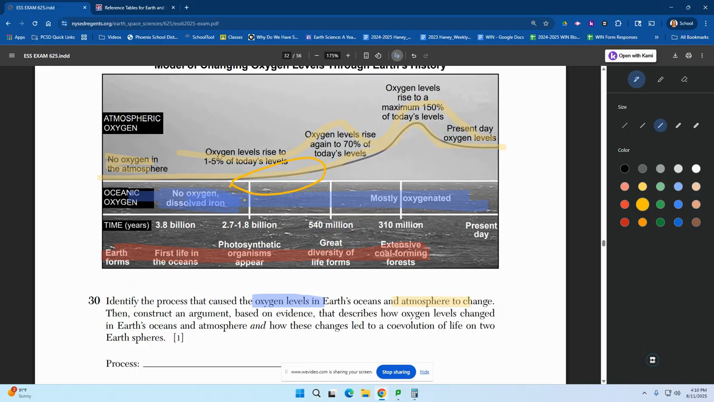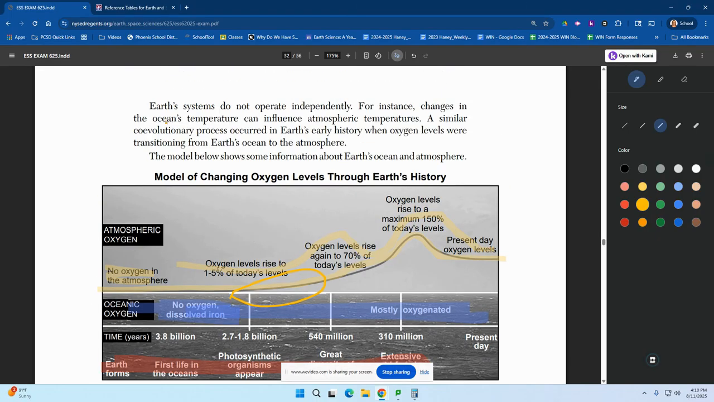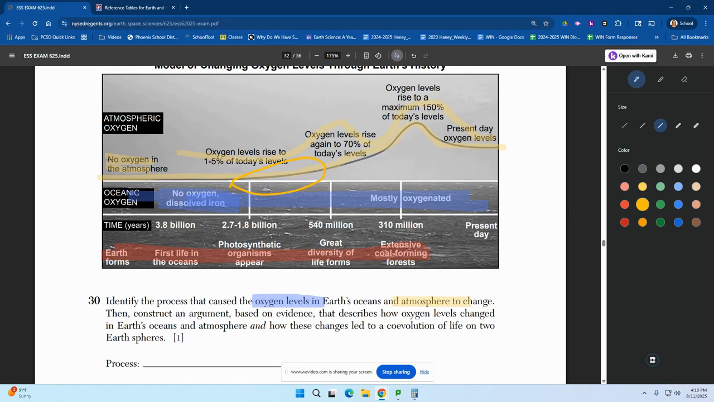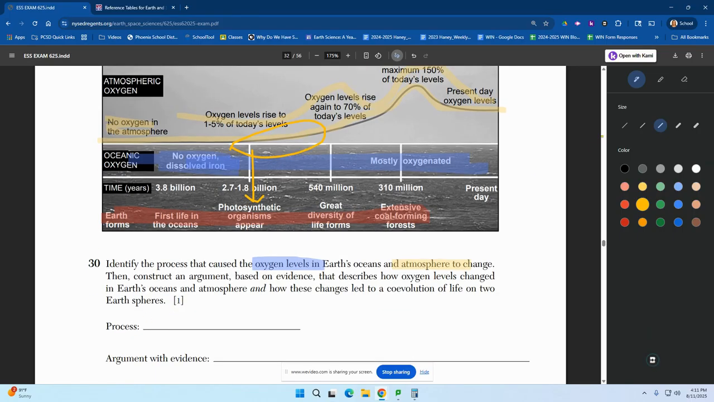And since it's talking about coevolution, it told us up here that things are changing together at the same time. I'm going to look at that link. We know that oxygen in the ocean and atmosphere changed here together, so I'm going to think about what would have caused that. I'm going to look at this life column. We have Earth forms first life in oceans right about the same time that our oxygen levels begin to rise. We have a life event that occurs. It says photosynthetic organisms up here, and so the process we have to identify is photosynthesis. Okay, so photosynthesis is going to be the process.